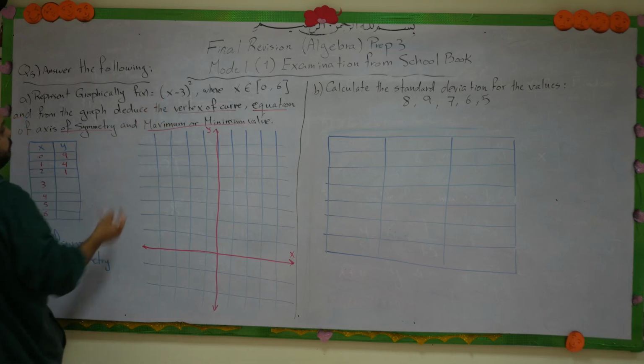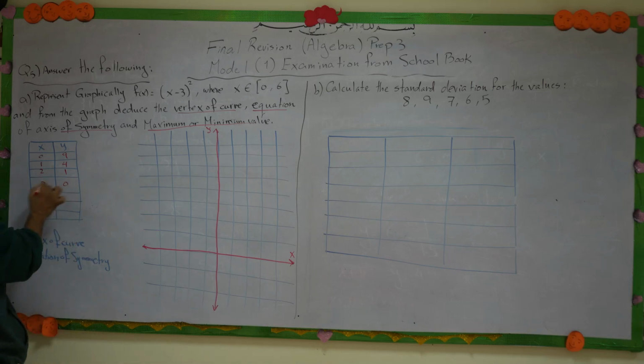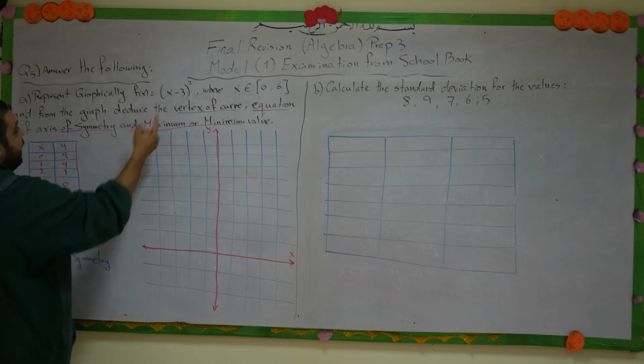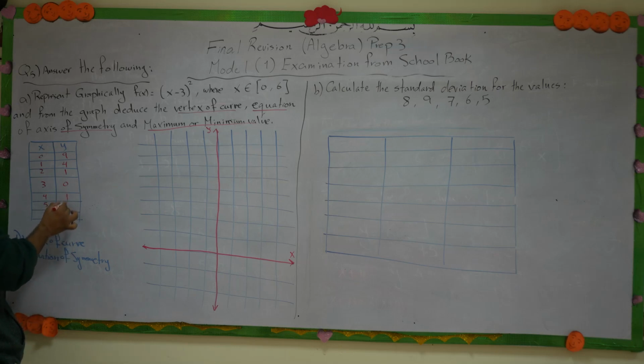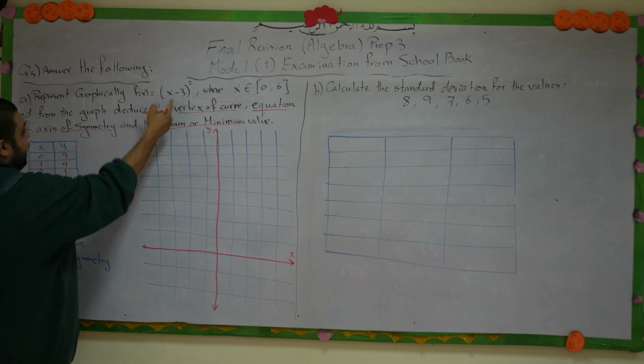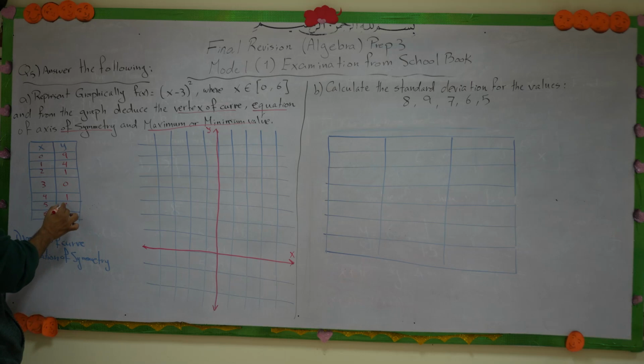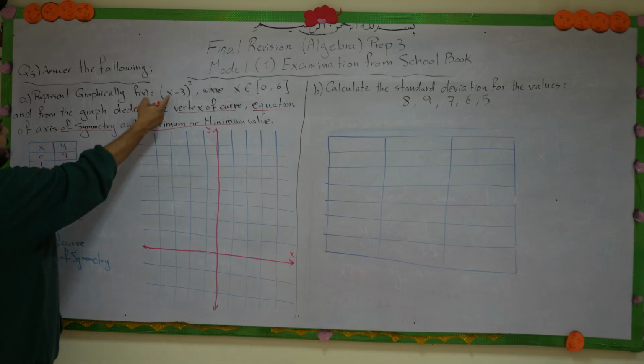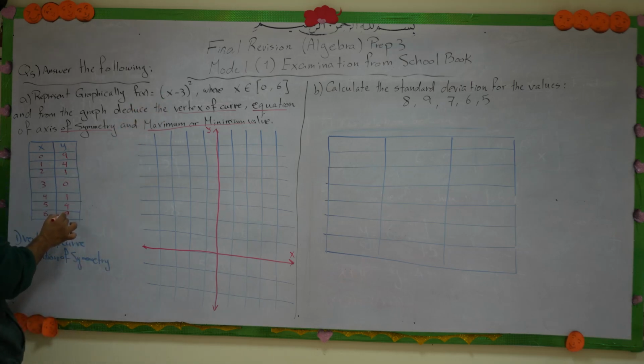3 minus 3 is 0, to the power 2 equals 0. 4 minus 3 equals 1, to the power 2, 1. 5 minus 3 equals 2, to the power 2, 4. 6 minus 3 equals 3, to the power 2 equals 9. Now we draw these points in the graph.